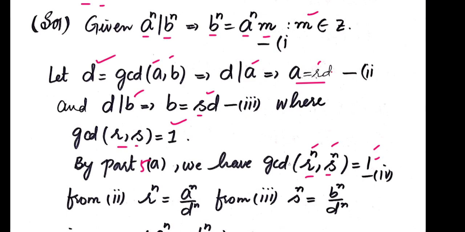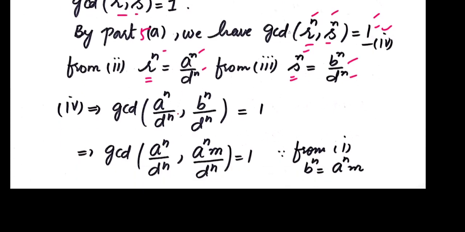From question number 2, from here, what is the value of R? R is equal to A over D. Taking power n on both sides, this becomes A raised to power n over D raised to power n. Similarly, from here, S raised to power n is equal to B raised to power n over D raised to power n. Substituting the value of R raised to power n and S raised to power n in 4.